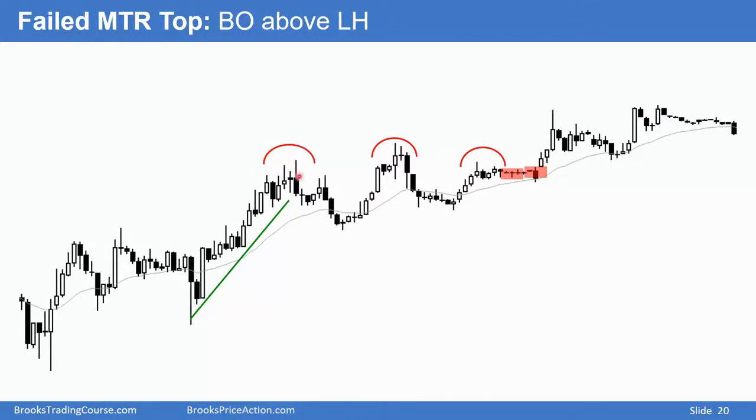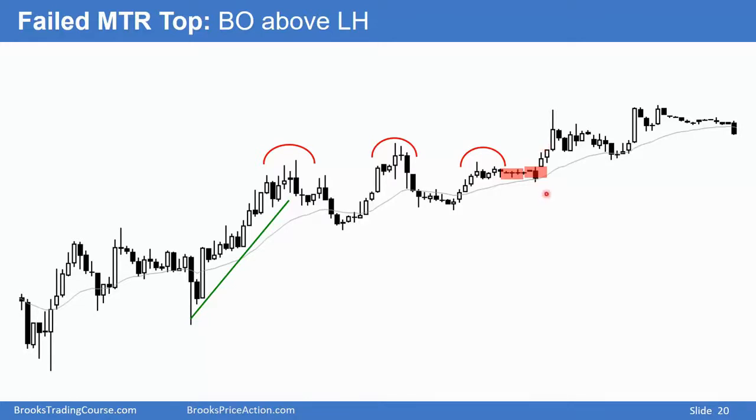We have a bull trend, a break below the trend line, higher high major trend reversal, and then an attempt at a lower high major trend reversal. Head and shoulders top: left shoulder, head, right shoulder. Traders would sell below this bar, a micro double top, so a second entry short, maybe sell below that bar. However, we got a bull breakout.